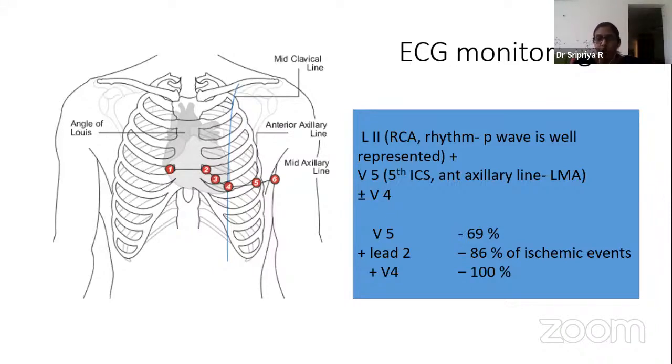So if you think it is an LAD for him, then we can go for V5. If we are monitoring V5 alone, how much percentage of ischemic episodes can we detect? With V5 alone, around 70% of episodes. If you are adding lead 2 to that, 80 to 86% of ischemic episodes. Along with that, if you do V4 monitoring, 90%. To do a 3-lead monitoring, you will need to have 6 leads in your ECG machine.